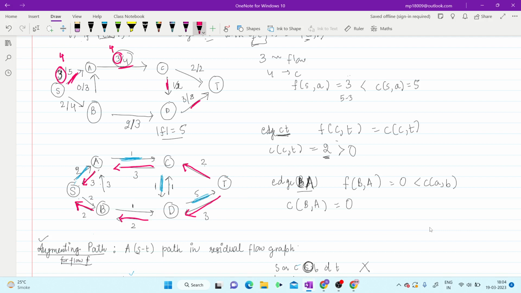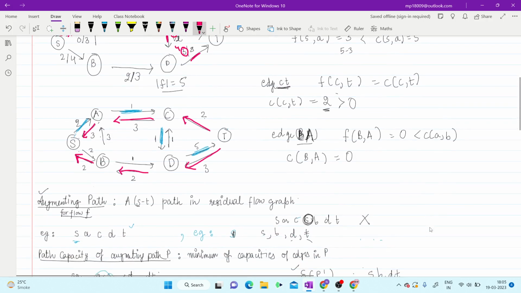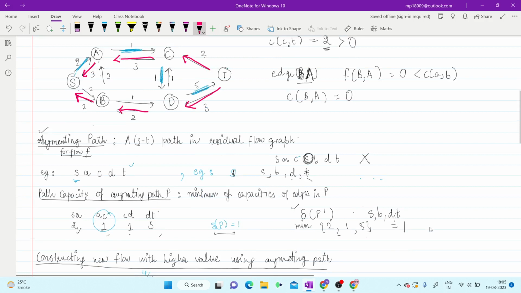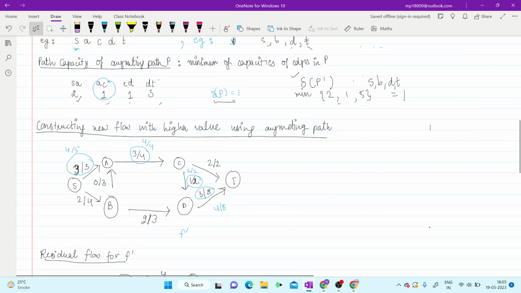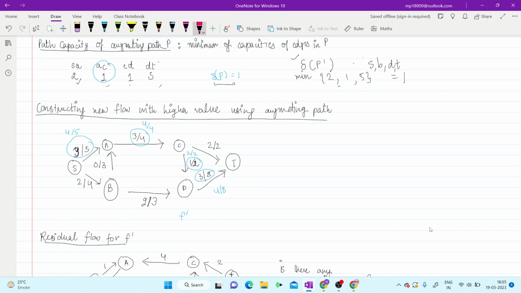So we have this path SA, AC, CD, DT. In this path SA is in the same direction as in G, AC is also in the same direction, CD is also in the same direction, DT is also in the same direction. So we will add 1 to each of the flow values. So this will be 2 and this will be 4. This is our new flow F prime.